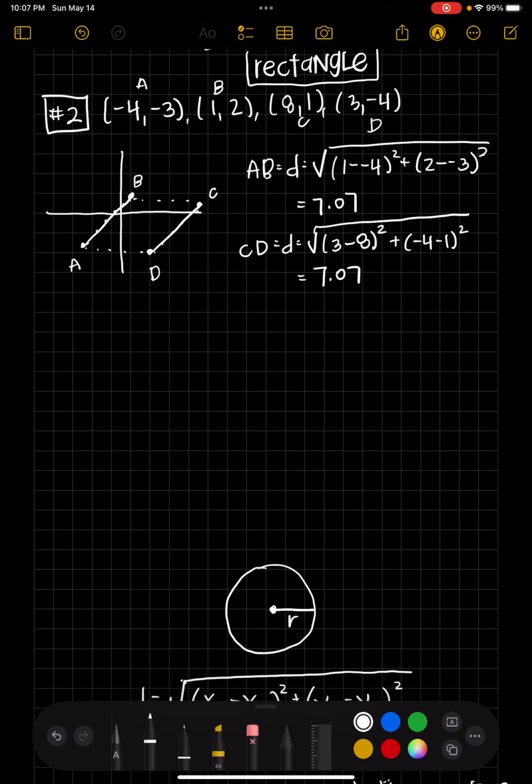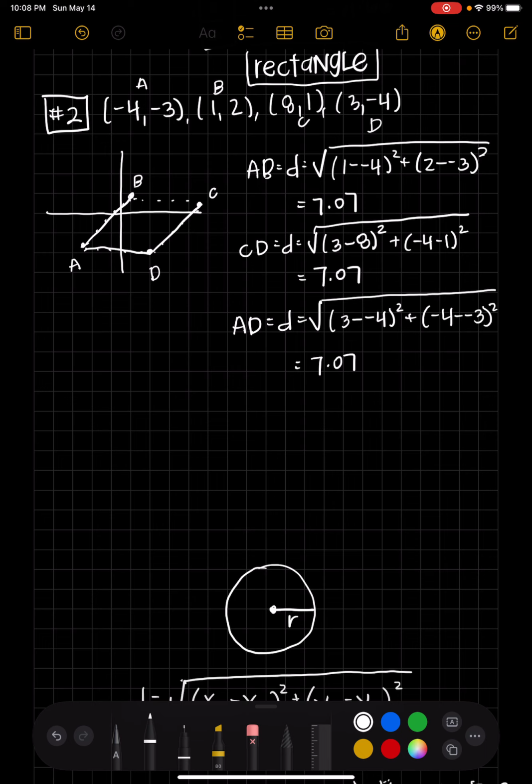Let's check out the distance between A and D and then B and C. So let's start with A and D. So we'd have 3 minus negative 4, negative 4 minus negative 3. So, let's see. Oh, we get 7.07. So it's the same as these other ones.